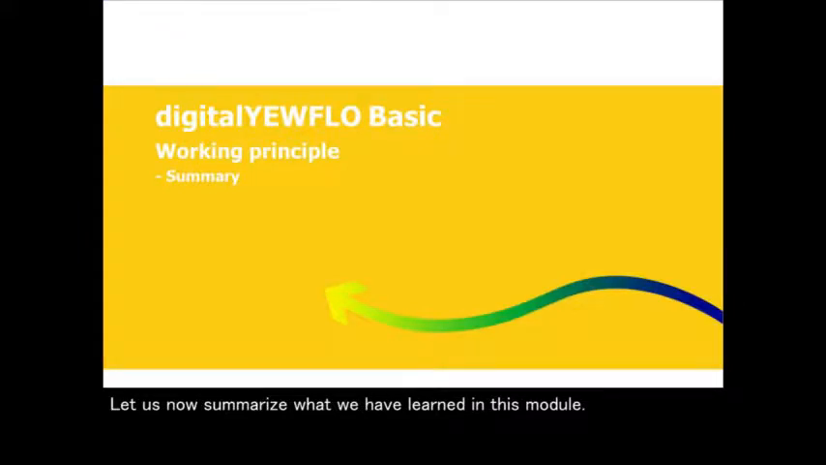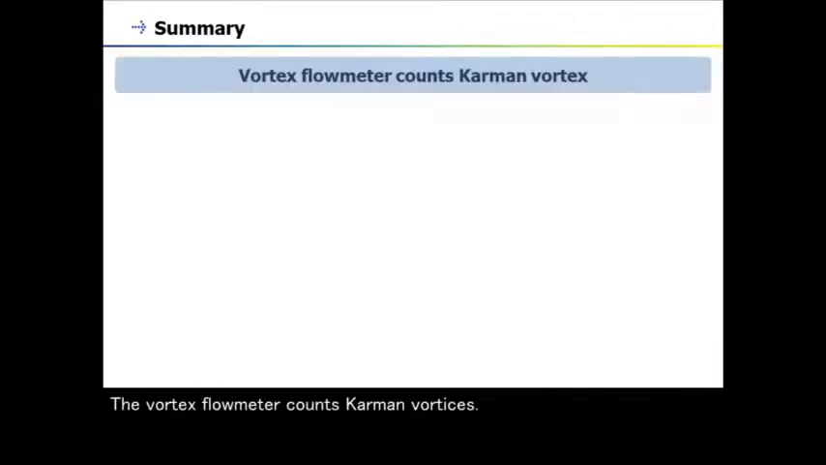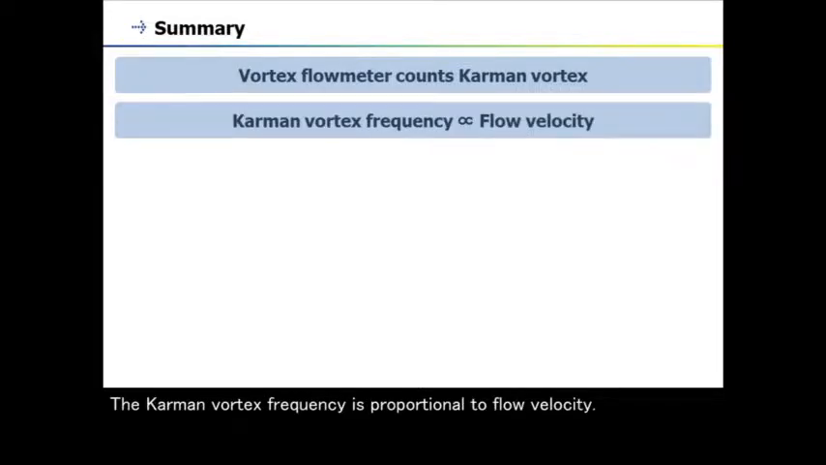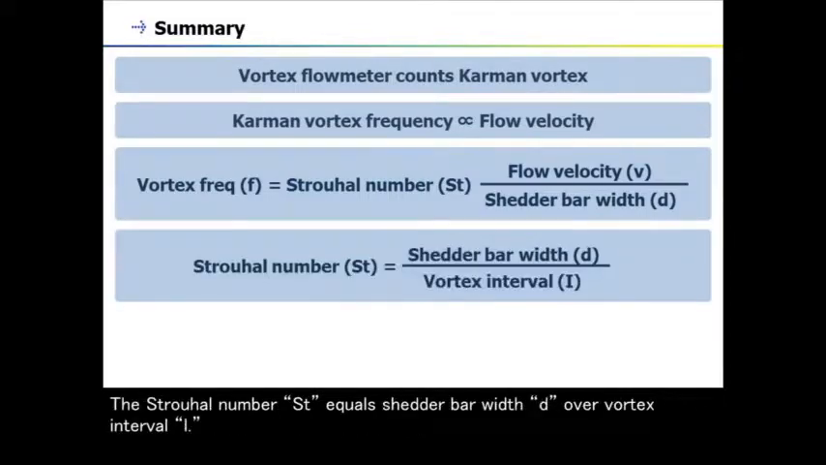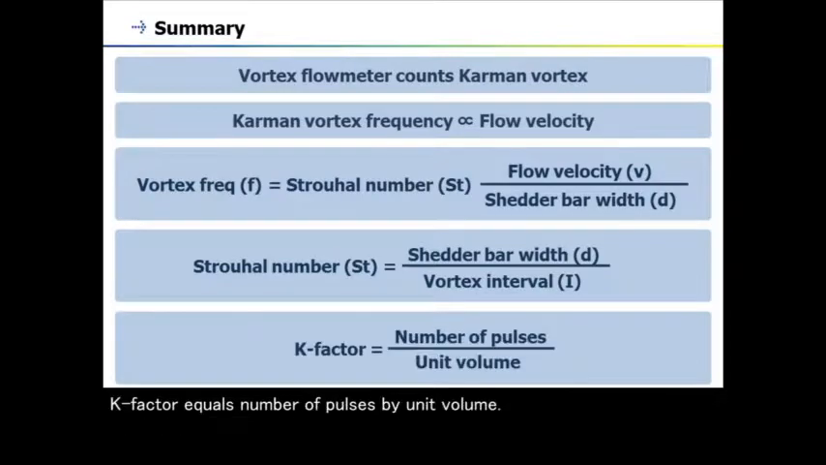Let us now summarize what we have learned in this module. Summary. The vortex flow meter counts Karman vortices. The Karman vortex frequency is proportional to flow velocity. Karman vortex frequency, F, equals the Strouhal number, ST, times flow velocity, V, over shedder bar width, D. The Strouhal number, ST, equals shedder bar width, D, over vortex interval, I. K factor equals number of pulses per unit volume.